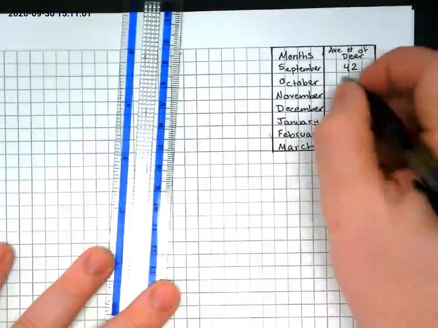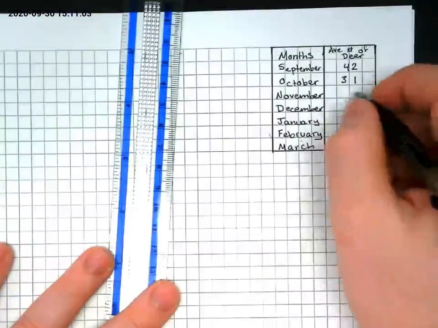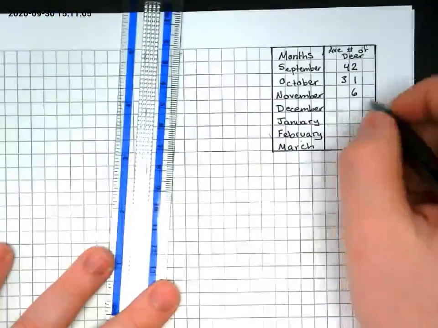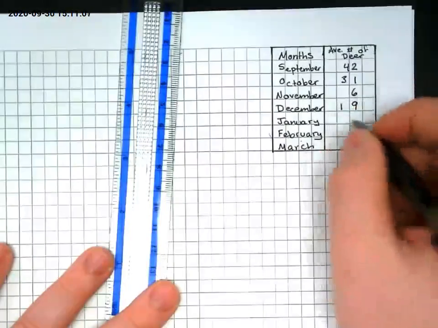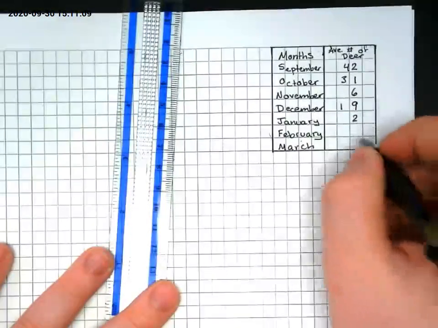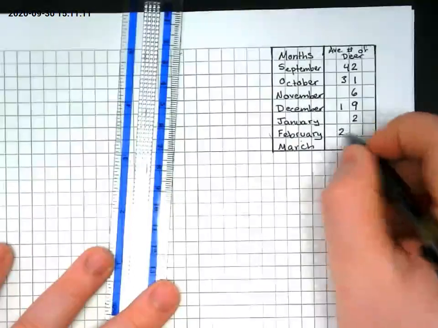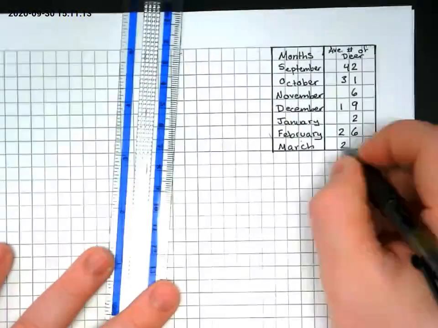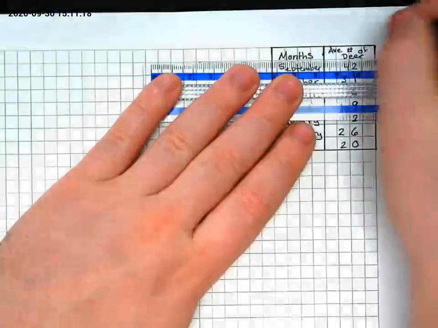And then in September, remember we saw 42 deer. In October we saw 31. In November we had 6. December we saw 19. January we saw 2. February we saw 26, and March we saw 20. Okay, so let's just dress this up again.